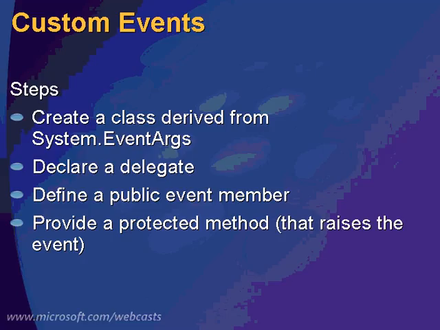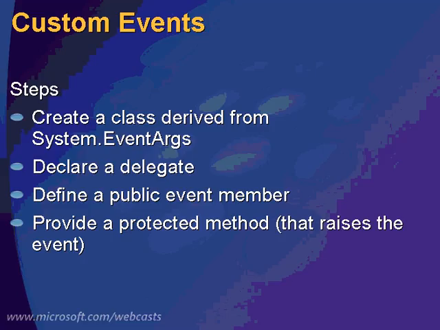Go ahead and create the class that's derived from System.EventArgs, and then declare a delegate that it will be invoked with, and then define a public event member that defines the event itself, and then provide a protected method that actually raises the event. These are the steps to follow to create a custom event class within our application.